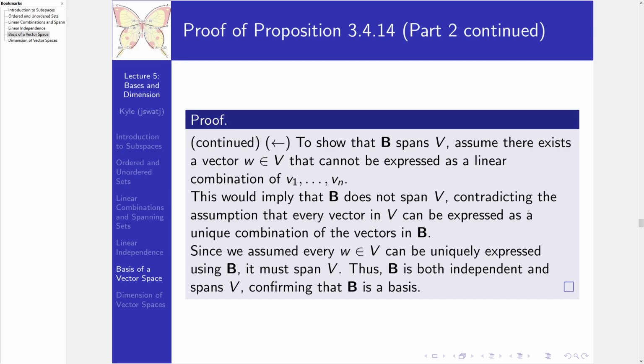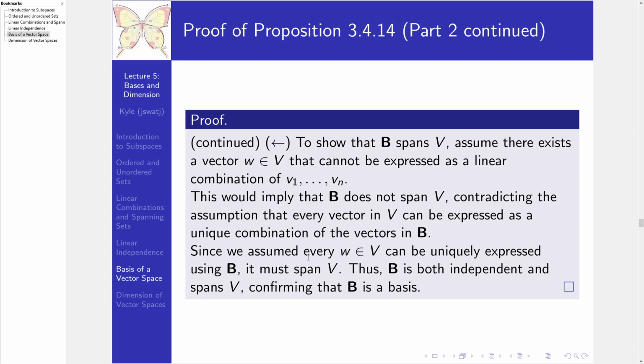And then part 2, yeah. We also have to show that B spans V as well. So that's independent and it spans it. So assume there's some vector W that can't be expressed as a linear combination. So we're doing contradiction again. And this would mean that there's a vector in V that can't be represented in B, so it doesn't span V. But we assume that every vector in V can be uniquely expressed using B.